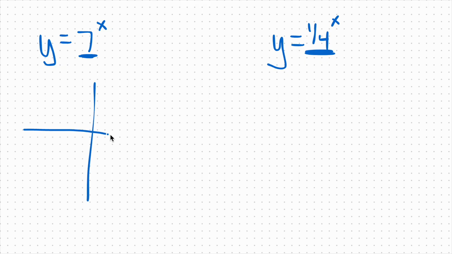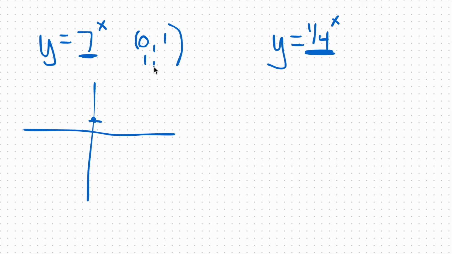So let's graph this one. Let's start by doing some ordered pairs here. So let's just start with 0. So when x is 0, that would make 7 to the power of 0. Anything to the power of 0 is 1. So that's going to be my y-intercept. It's going to be about (0, 1).